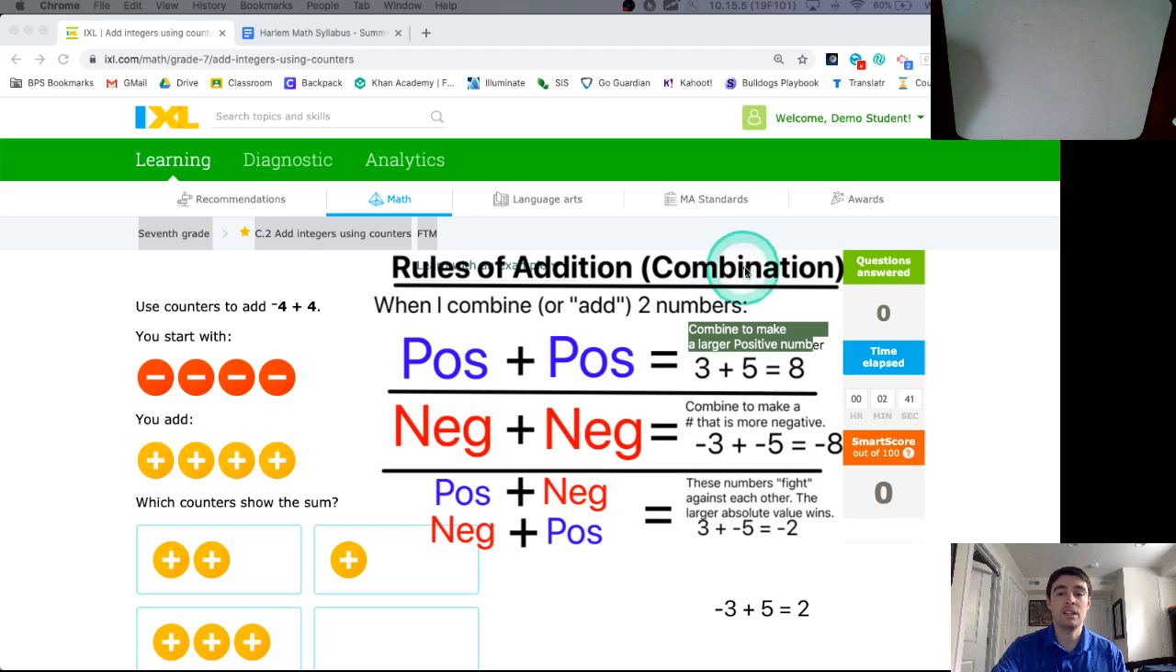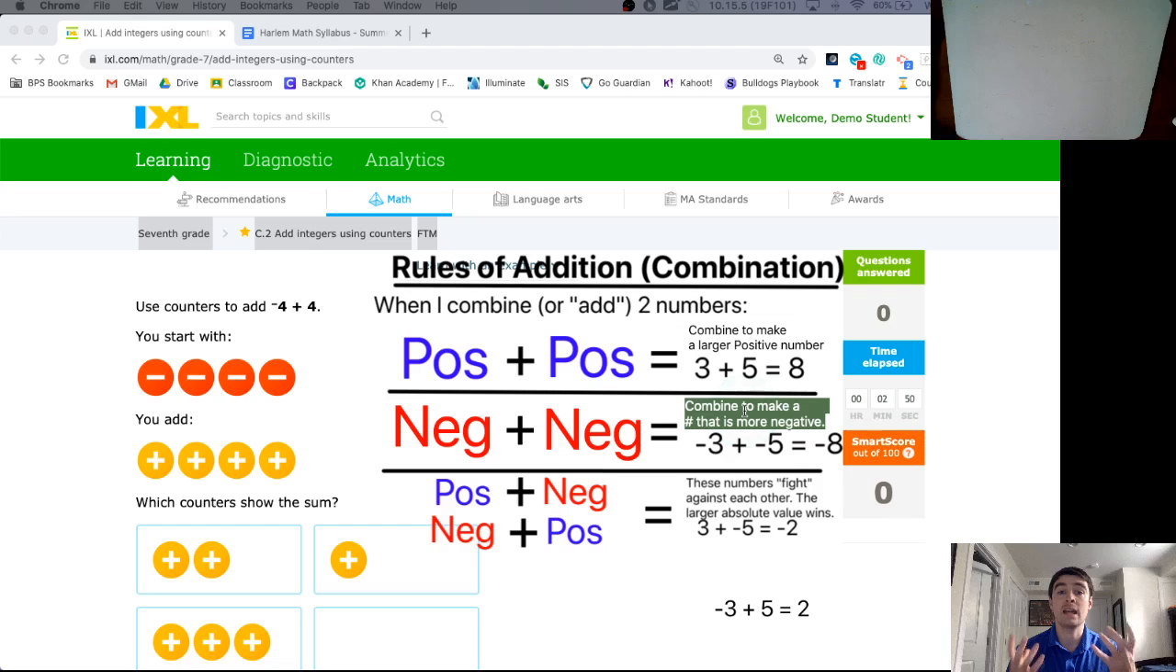Sometimes I'm going to do addition with two negative numbers, and that's almost the exact opposite of combining two positives. When I have two negative numbers added up, they just get together and I have a whole bunch of negatives. So if I had -3 and -5, they would combine together and I would now have 8 negatives.